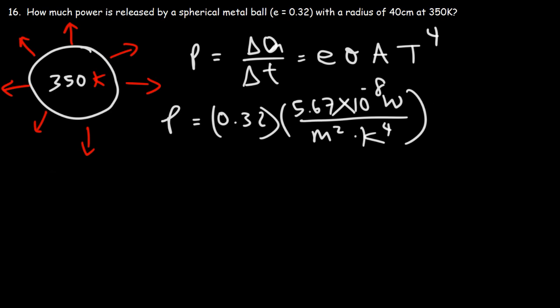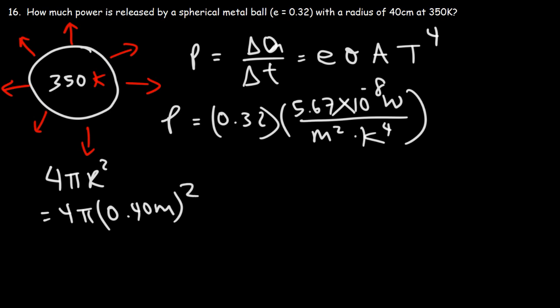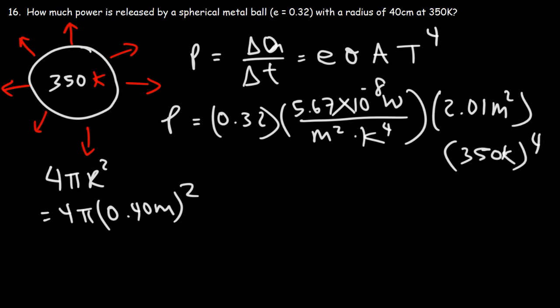Now, the surface area of a sphere is going to be 4 pi r squared. So that's 4 pi, and 40 centimeters, if you divide that by 100, that's 0.4 meters. So 4 pi times 0.4 squared, that's going to be, I'm going to write that here, 2.01 square meters. And then let's multiply this by 350 Kelvin raised to the fourth power.